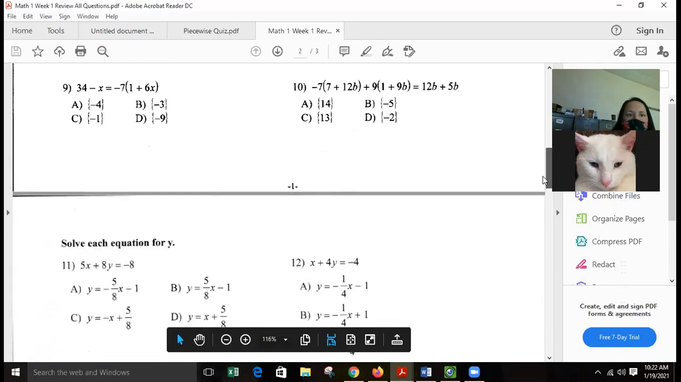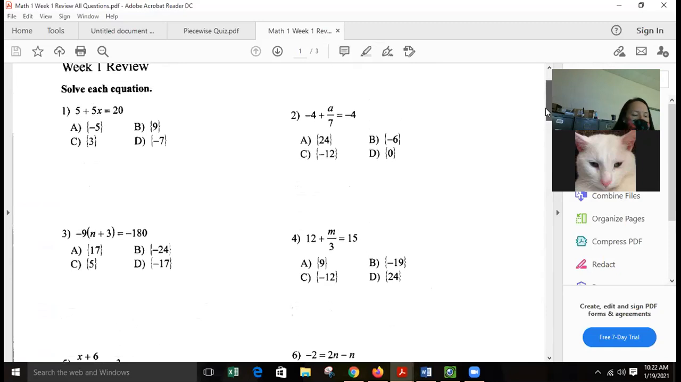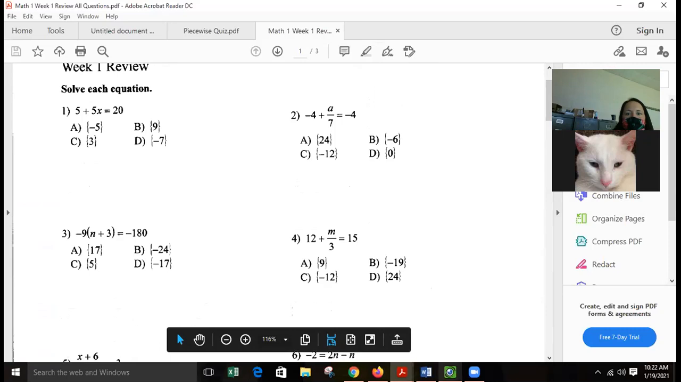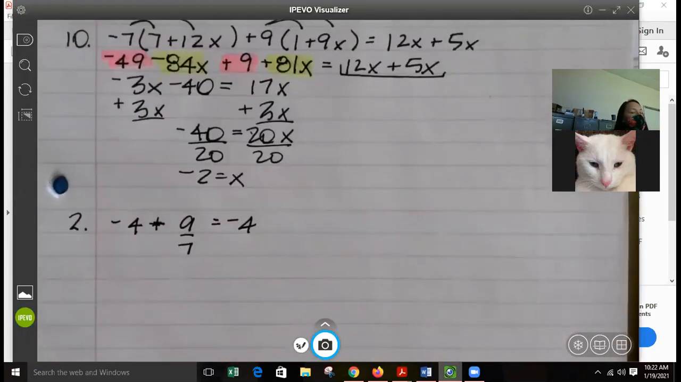All right. I'm going to flip back. I want to do one with a divide, so let me go ahead and do number 2 as well. Okay, so negative 4 plus a over 7 equals negative 4. So again, this is your work for today. If you'll copy it down, right now you're going to have about 3 answers, and then we're going to keep going. So you're not going to have to do all of them.